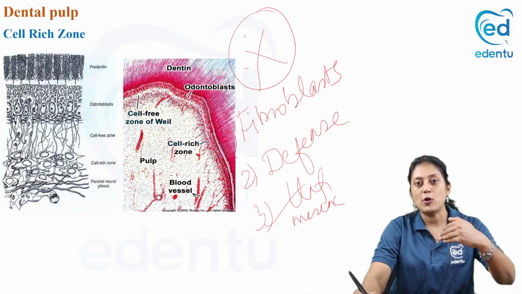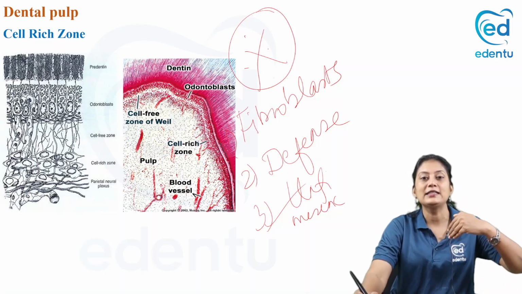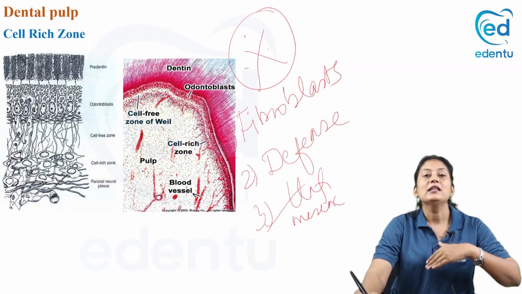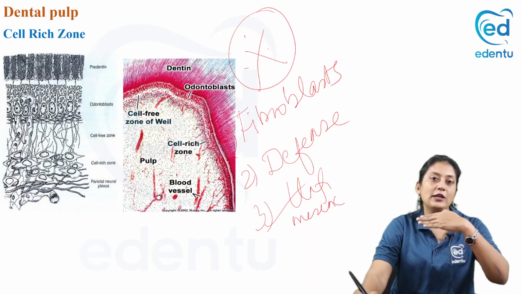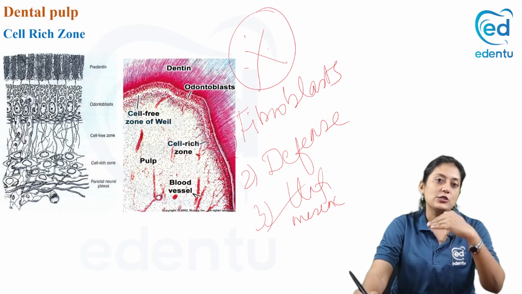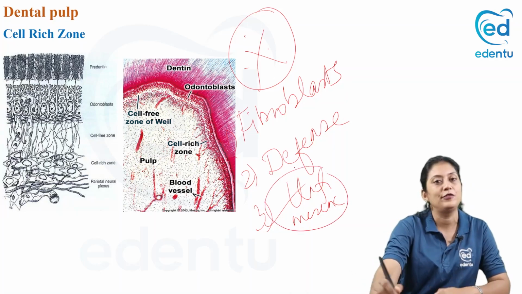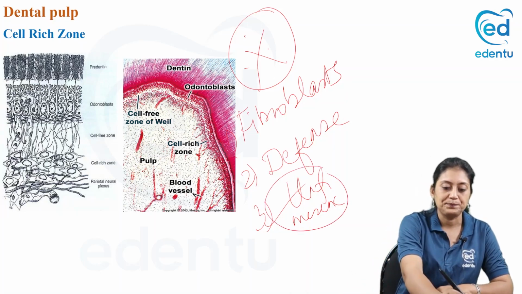So when a caries process is trying to cross the dentin and come into the pulp, the protective mechanism is that the odontoblast will form a new dentin in that area and it will stop the progression of caries. That dentin is called tertiary dentin, which is actually formed from the undifferentiated mesenchymal cells.